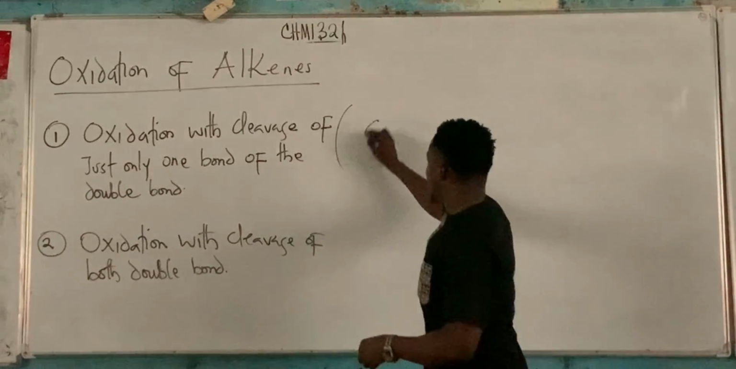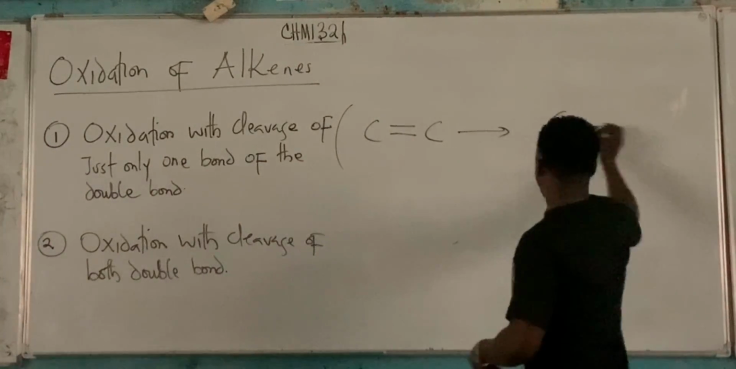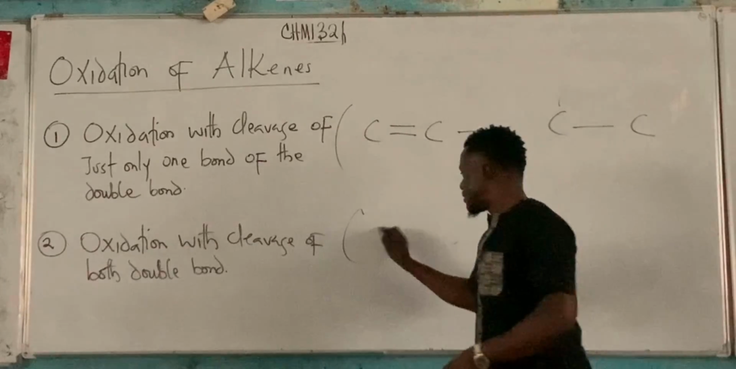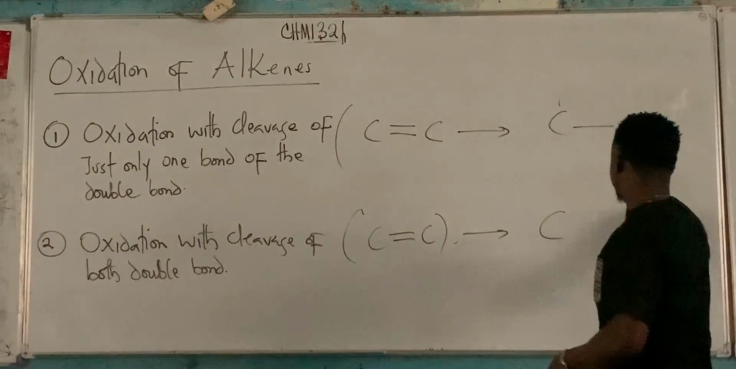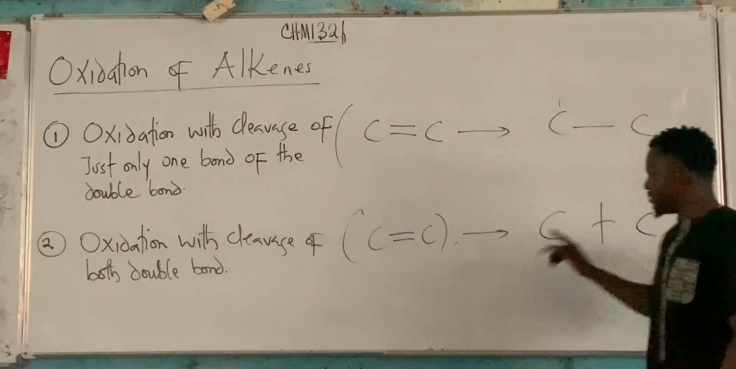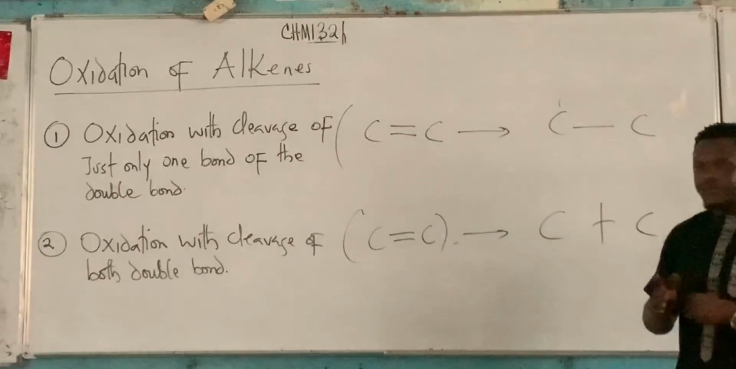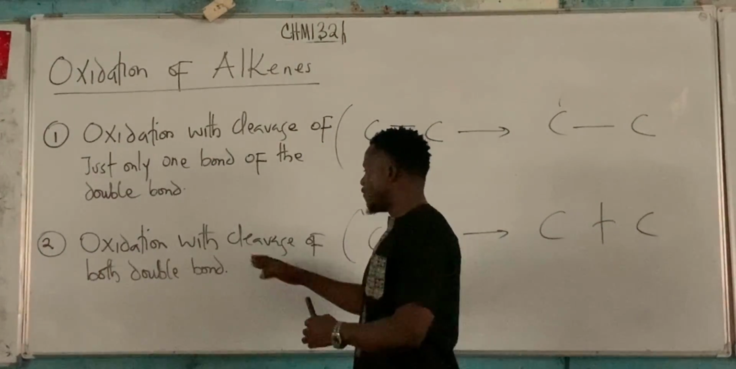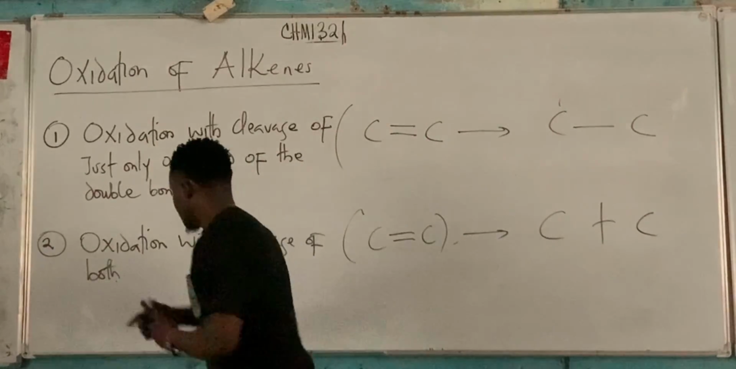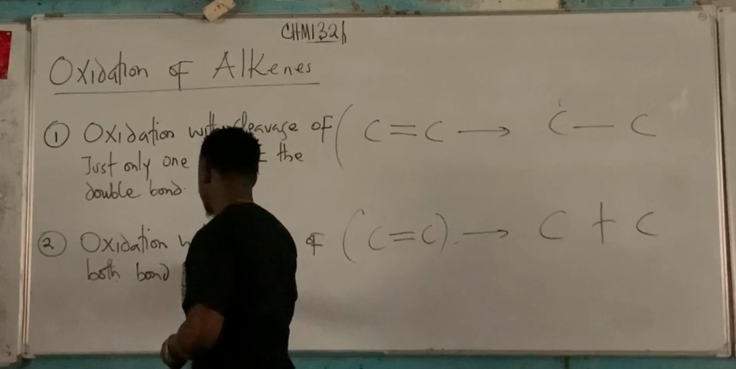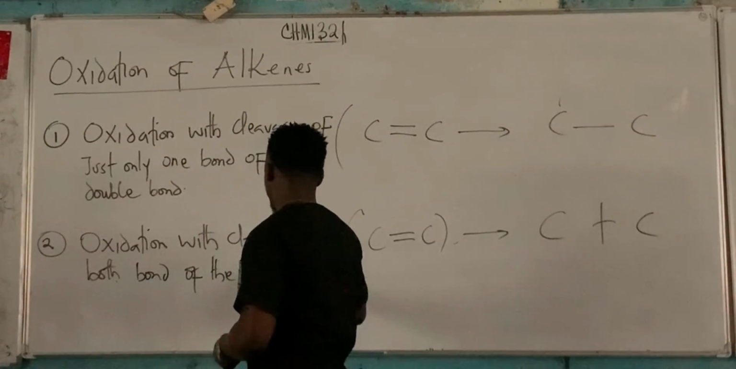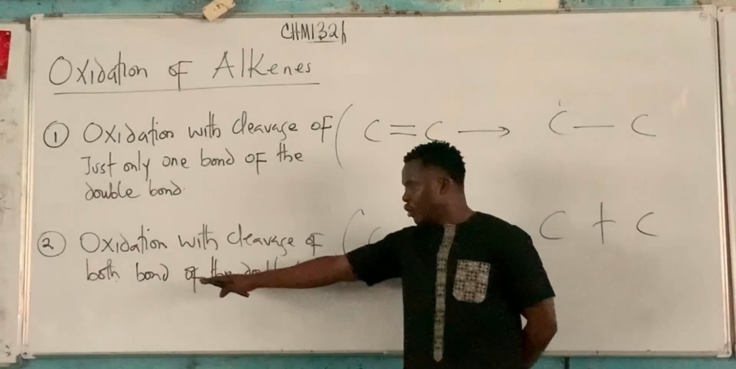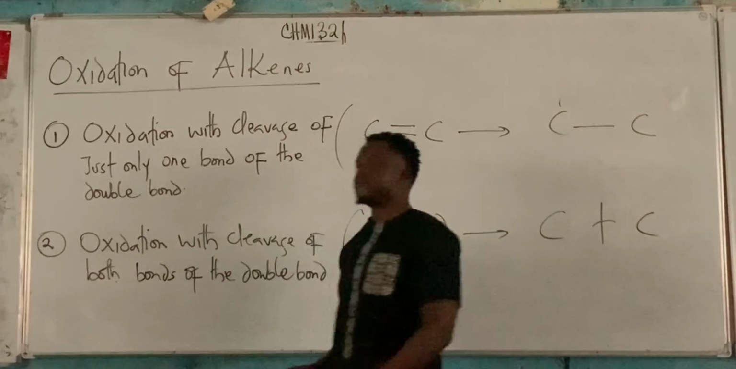Now this is a case where I have something like this. This breaks, leaving just one bond. Whereas in this case, this breaks and these two carbons now stand separate. So take note of that. Oxidation with cleavage of just one bond of the double bond, and oxidation with cleavage of both bonds of the double bond. Full stop.